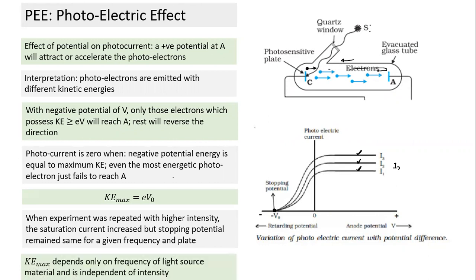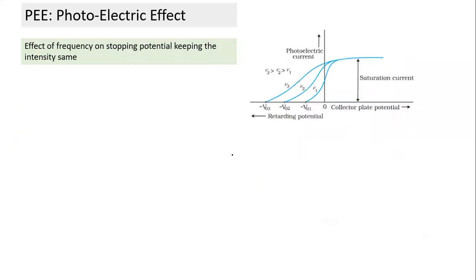Then we move further. Kmax depends only on the frequency of the light source and material, and is independent of intensity. Is this a natural conclusion from this graph here? Are all clear up to this point? Gayatri, are you clear so far? Yes, sir. Hemant? Yes, sir. Joshua? Yes, sir. Okay, then we'll proceed further.